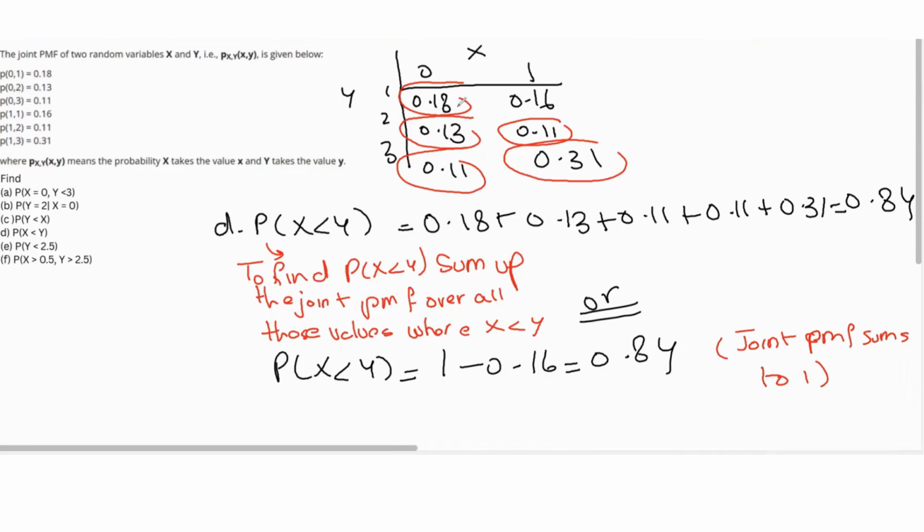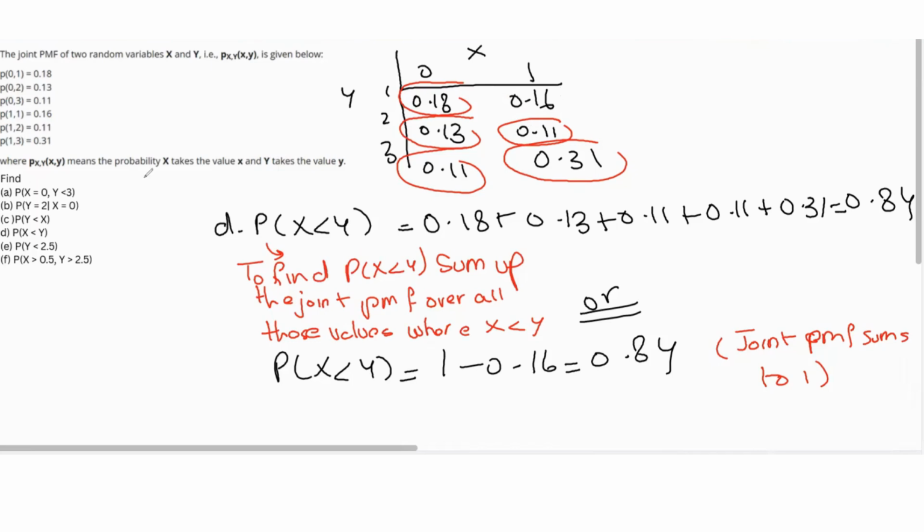So one option is that you actually sum them all up, or use the fact that you can just do 1 minus 0.16, because the sum of all of these is 1. If I just remove 0.16, I'll get the sum of the remaining, which should give me the probability x is less than y. So you could have done it in both ways. One is you could have individually summed up all these probabilities, or you could have used the fact that the joint PMF sums up to 1. When I subtract from 1, the only probability that's not part of the probability x is less than y is removed, and we get the probability x is less than y.